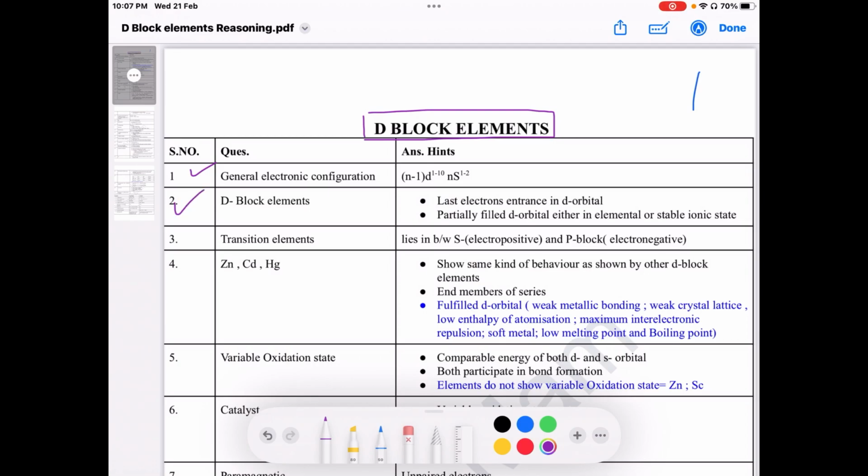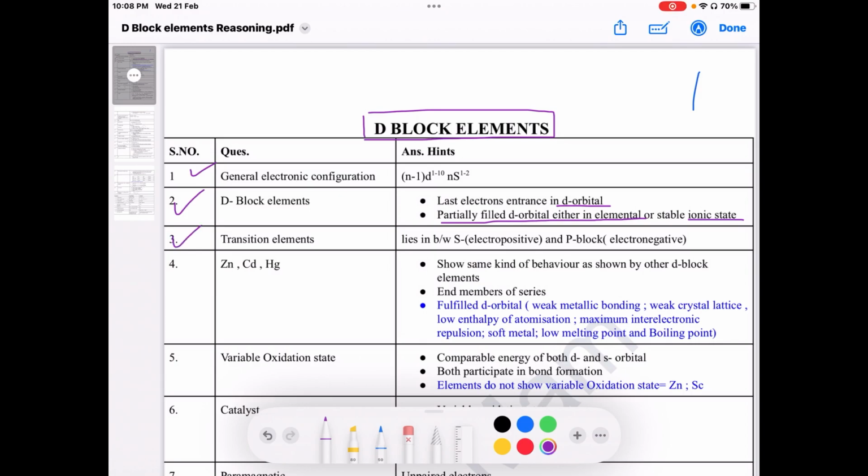Second question. What are d block elements? d block elements are those in which the last electron enters the d subshell and they have partially filled d orbitals either in their elemental state or in a stable ionic state. So all these elements or ions which have partially filled d orbitals belong to d block elements.